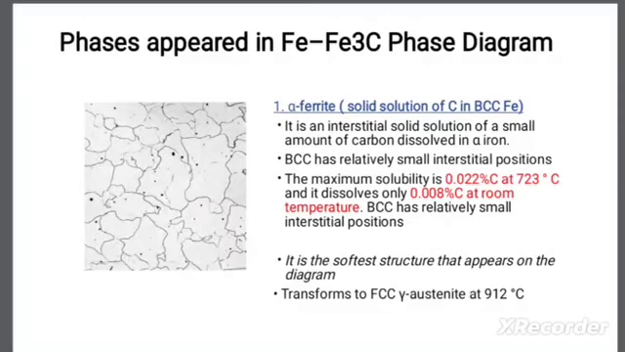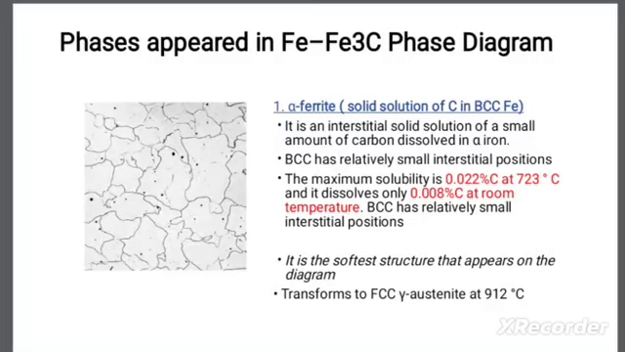This point, 0.76, the eutectoid point in several books may vary. In some textbooks it can be given as 0.78 or 0.8. So there may be slight variation, but it is about 0.8. This percentage of carbon is about 0.8, and that is why it is called the eutectoid composition.